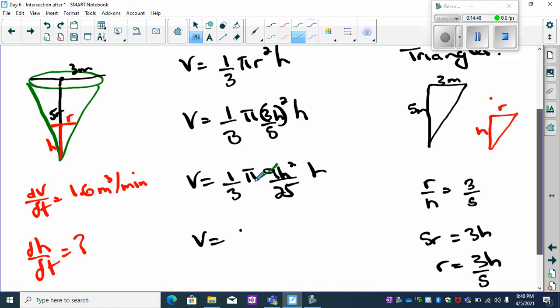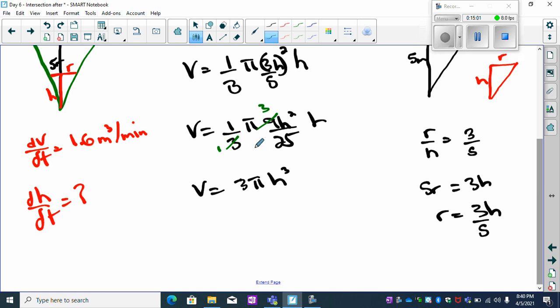Let's clean this up. So that's going to be 1 times pi times 3, so 3 pi, h squared times h would be h cubed, and that's a 1 times a 25. So this is what I have. Now, this is good. I know dV over dt, so when I differentiate this with respect to time, I'll get a dV over dt, and I only have one variable now. I'm asked to solve for dh over dt, so we're good to go.